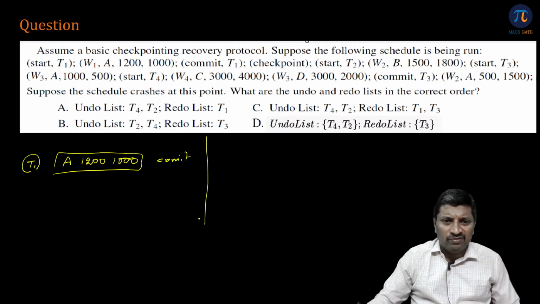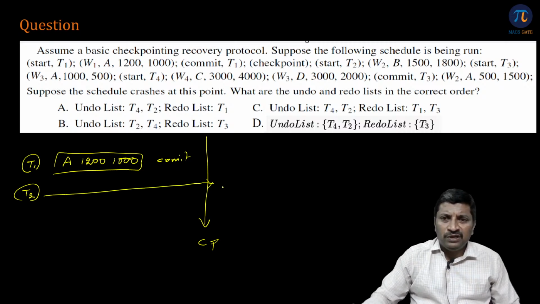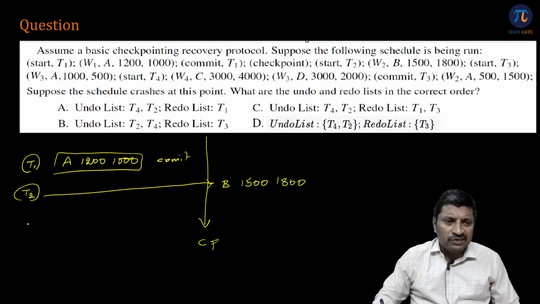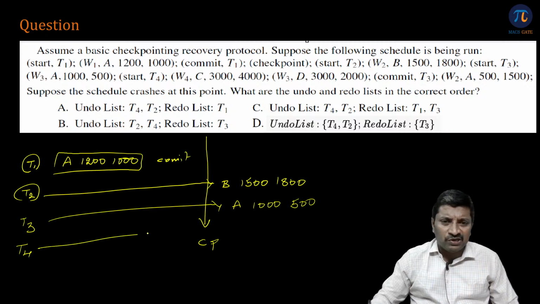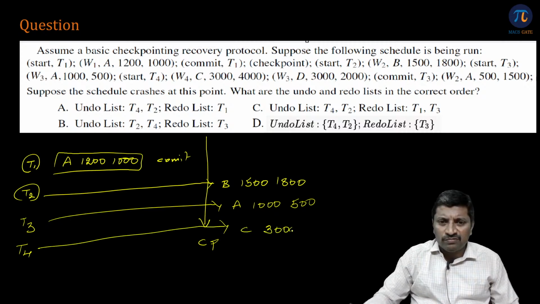Checkpoint. Oh, only with one checkpoint, right? Fine. Then T2 started, but T2 started after the checkpoint. It wrote B 1500 to 1800. Then T3 started. It was also started after the checkpoint, and it wrote A 1500. T4 was also started after the checkpoint. It wrote C 3000 to 4000.